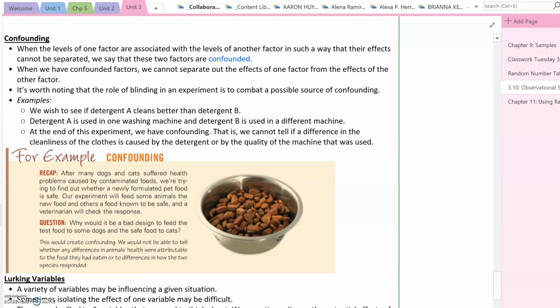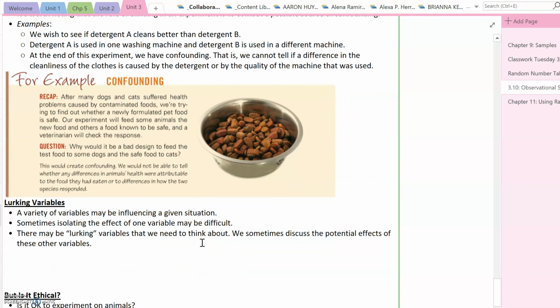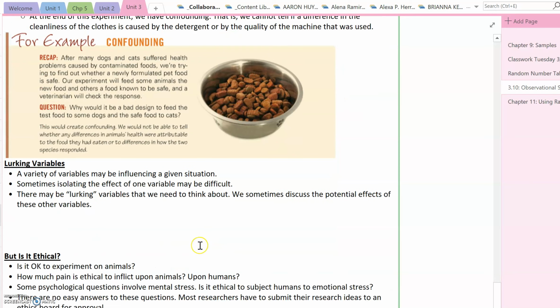An example of confounding in this pet food experiment is, would it be a bad design to feed the test food to some cats and the safe food to some dogs? That would be confounding, because then we wouldn't know if that food affected cats in the same way that it affected dogs. We don't know about differences in the animal health and all sorts of those things. So that is confounding, because we're not controlling for our other variables in our experiment.